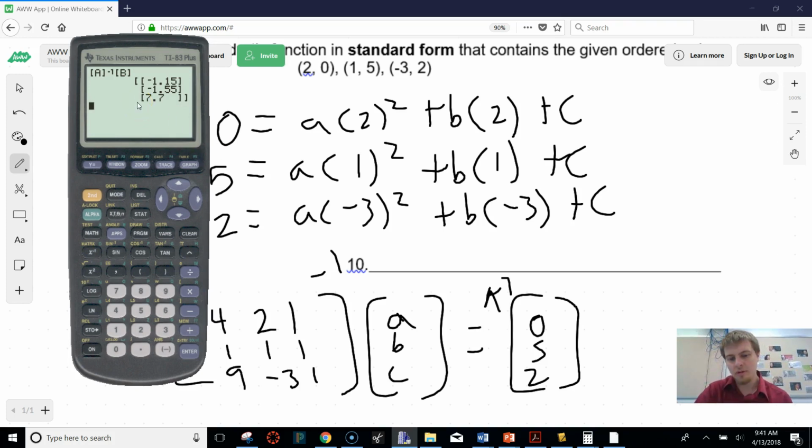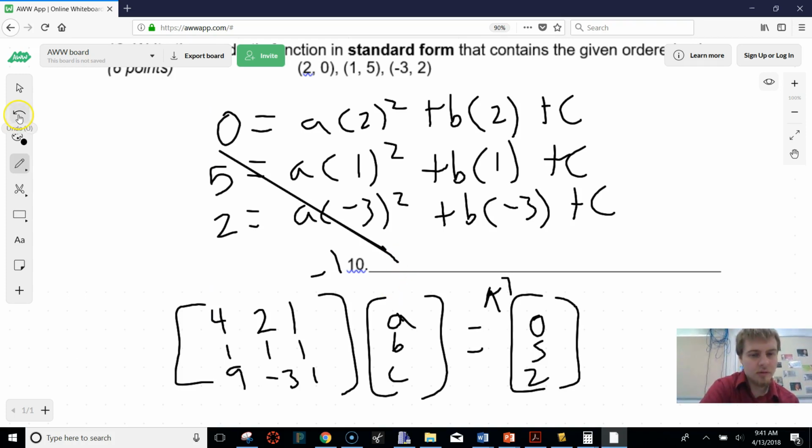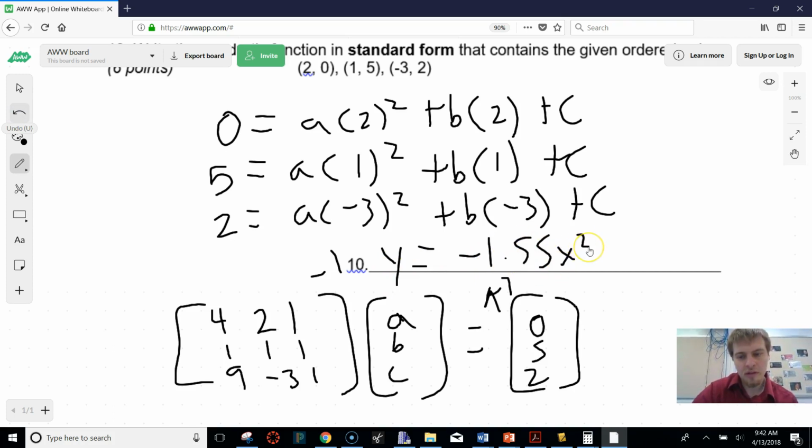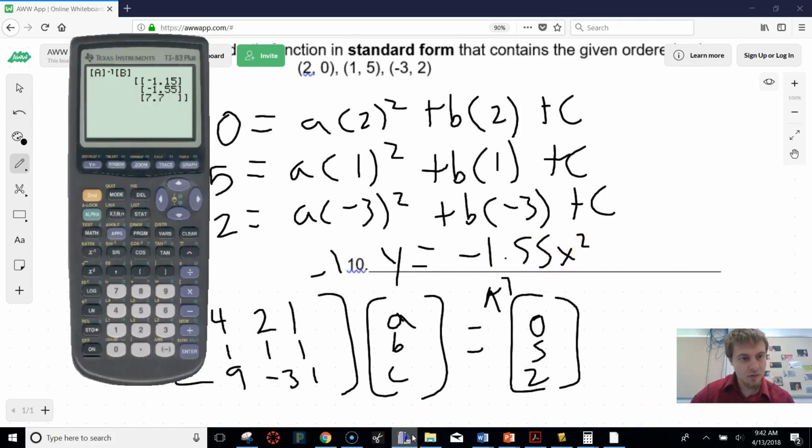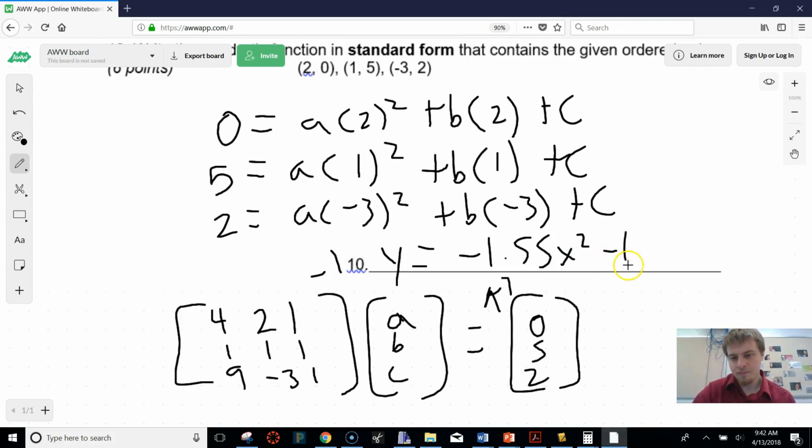Sometimes you're going to get some decimals, but those aren't even too bad of decimals to get. So you'd have y equals negative 1.55 x squared. I think the next one was negative 1.55 also, plus 7.7. And that would be your final answer. So again, it's not too bad to do this problem. Just plug in all the variables, make your matrices, and then you can solve your matrices using your calculator. Okay, that's the second page. If you needed any help on the third page, I'm going to do that video next.